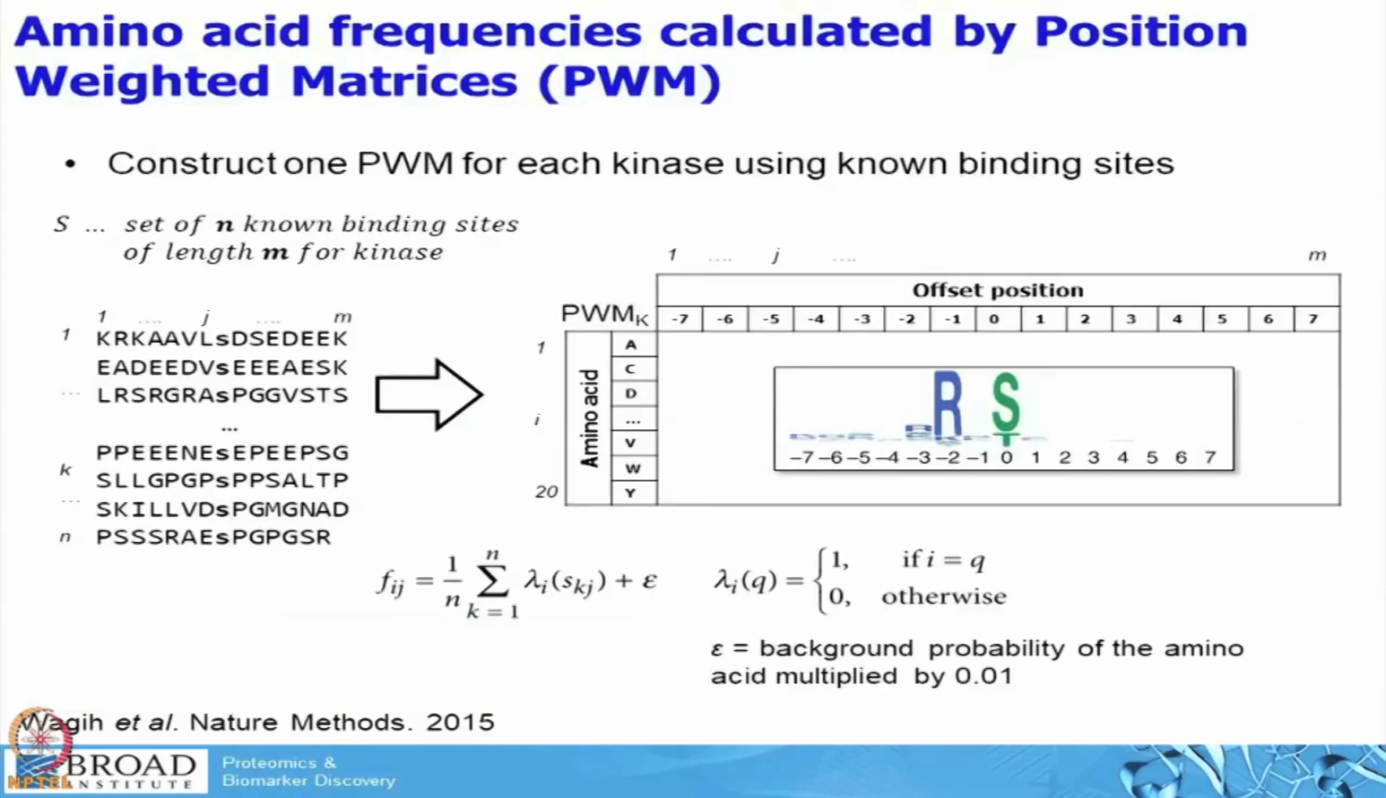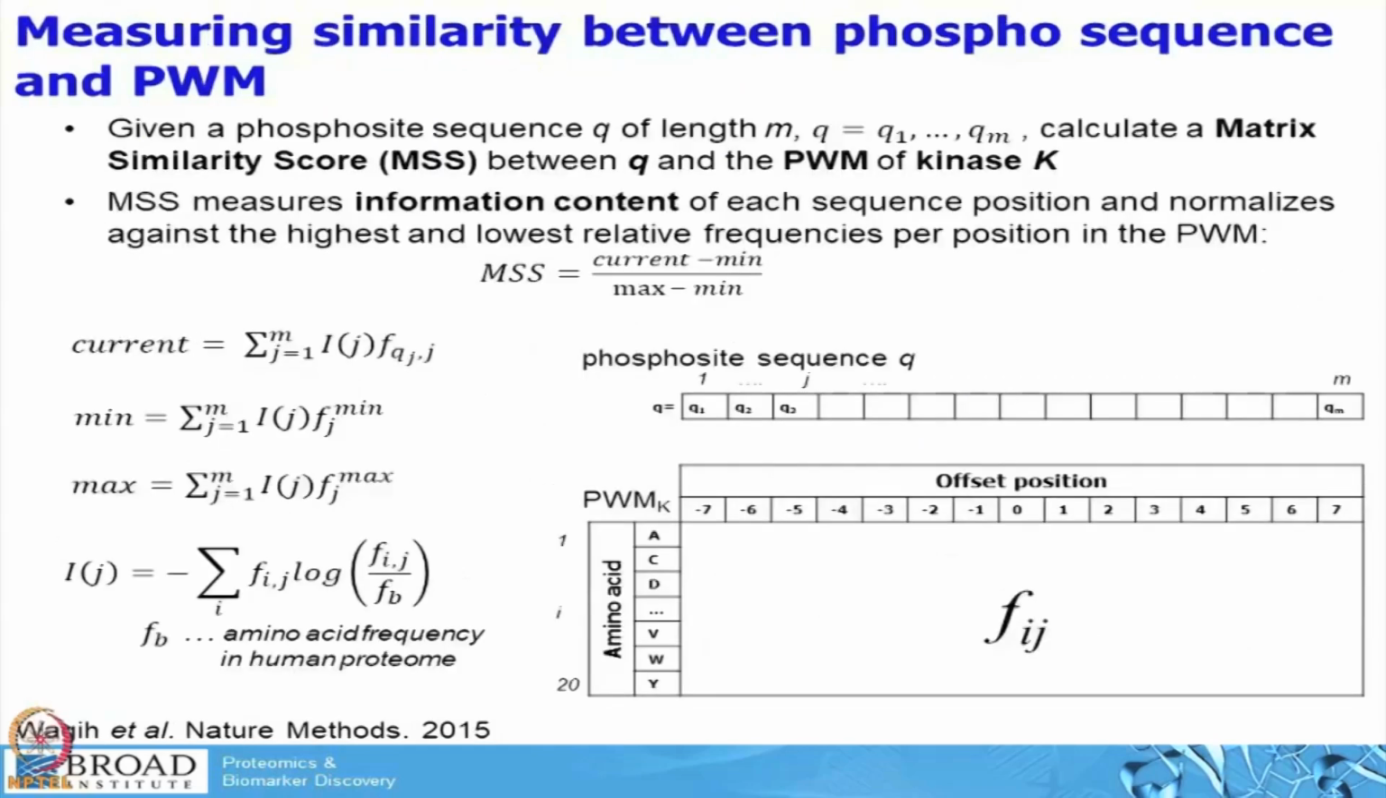In this case, amino acid frequencies are calculated by what they call position-weighted matrices. Again, it's very similar to what we've looked at: it's the relative frequency of each amino acid at each position. So again, we have the positions on the x-axis and the amino acids on the y-axis, and they add some error term here. That's basically the only difference. From that, you can already calculate these sequence windows here.